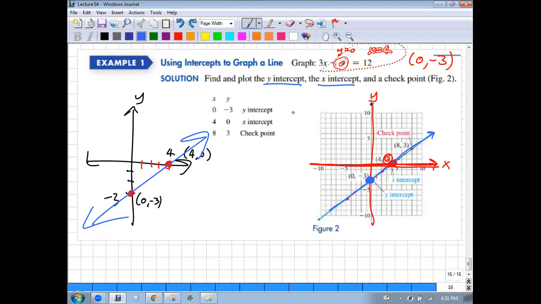So you can see how quick and easy it is to figure out the x-intercept and the y-intercept. You just let one of the variables be 0 and see what the other one is equal to. We like those, the x-intercept and the y-intercept. It's quick and easy to find what they are, okay?